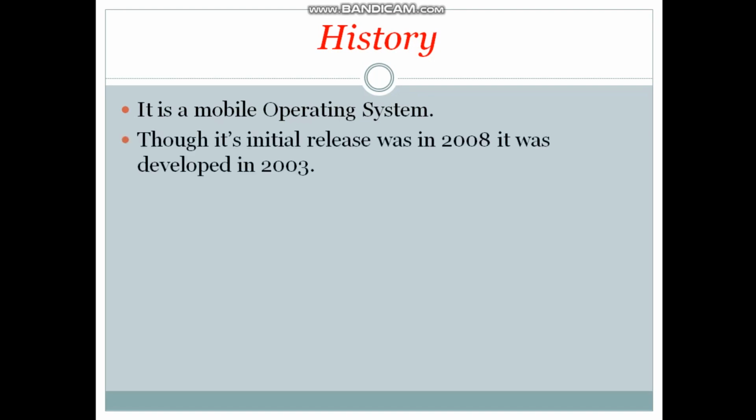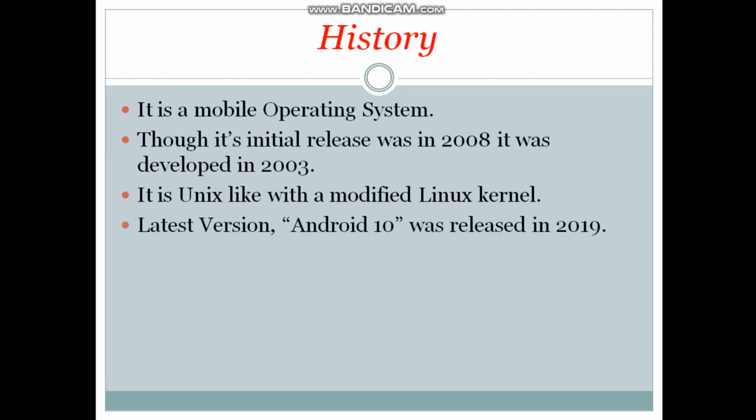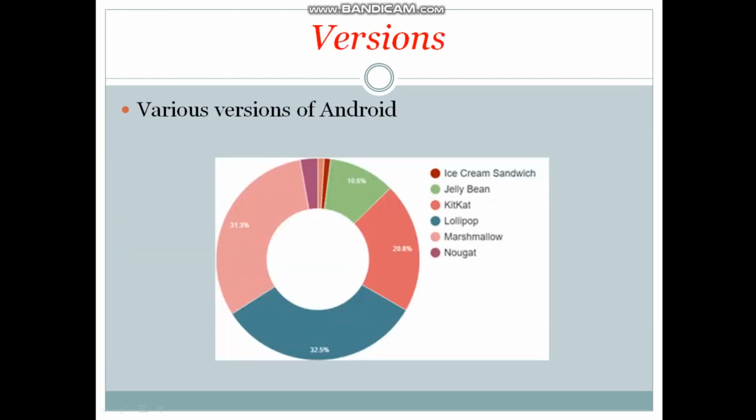Android is basically a mobile operating system. Coming to the history of Android, it was developed in 2003, but its initial release was in 2008. It was developed in California. The operating system is somewhat similar to Unix, and its kernel is a modified Linux type. Among the years, there have been various versions of Android, out of which the latest one is Android 10, which was released in 2019. The advanced operating system was built aiming the digital cameras initially.